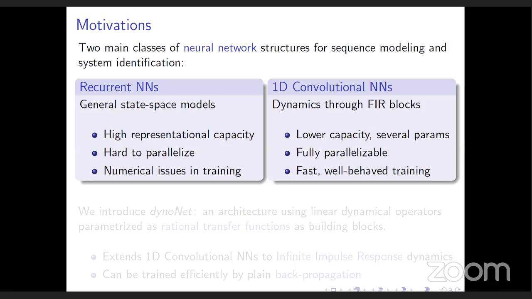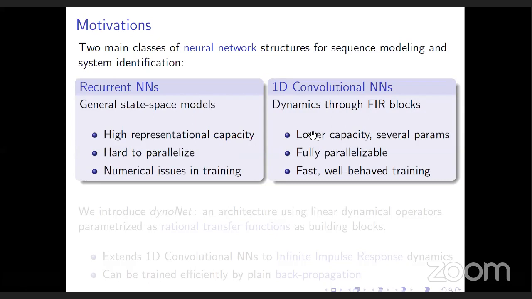It's difficult to parallelize, because when you simulate a recurrent neural network, you are simulating a different neural network for each time step. And this has to be done sequentially. You cannot fully exploit parallel hardware, or at least you have some limitations. And then there are some numerical issues in training recurrent neural networks, like exploding and vanishing gradients. Not going to talk about the details today, but there are.